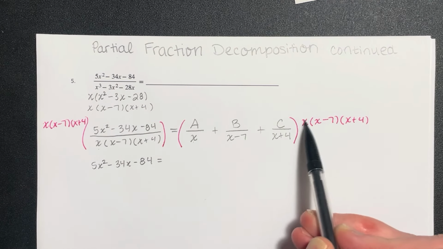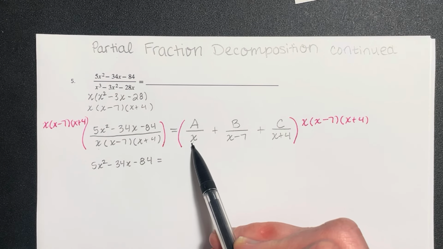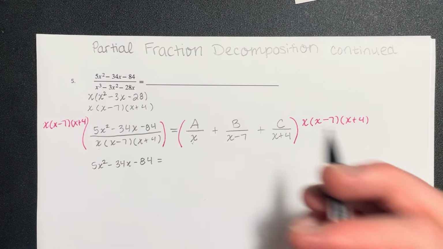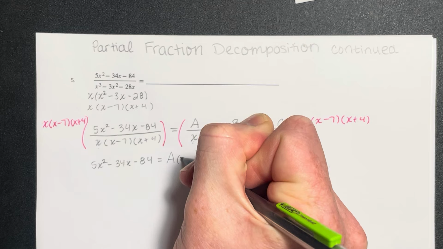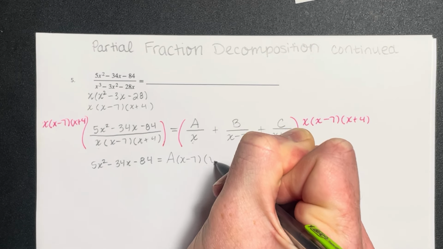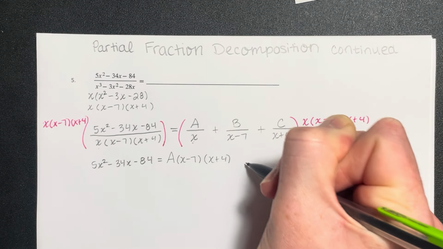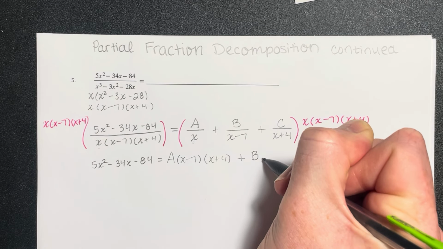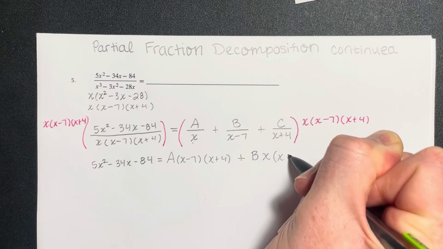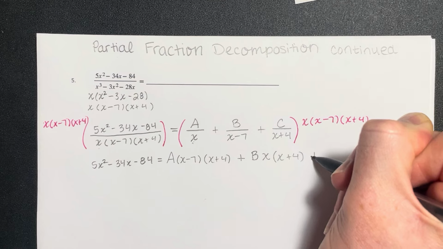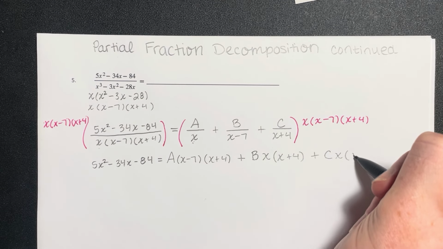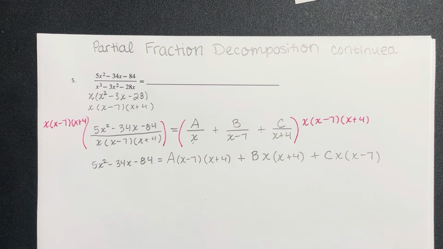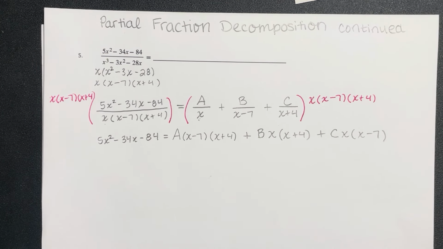The common factor of x's would divide out and leave me with a times x minus 7 times x plus 4. Then we multiply the second fraction. We're going to get b times x plus 4 plus c times x minus 7. There are three components to this, so we're going to need to do the critical value method 3 times or set up the system of equations.